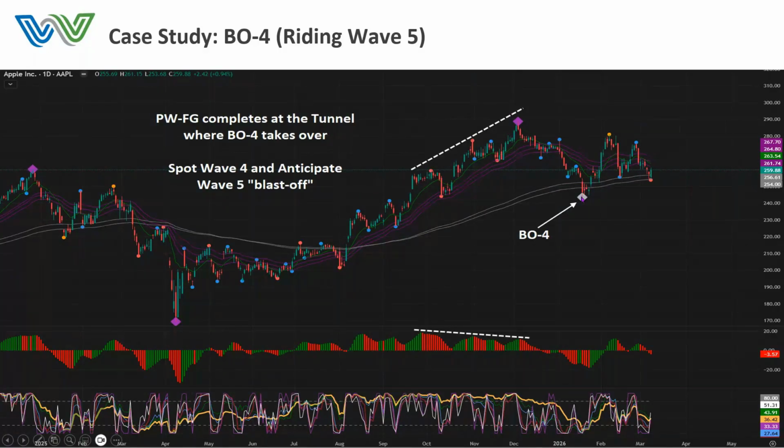Again, I don't count the waves. I count the waves through the Wavy Tunnel Pro. Then we're looking for a move up. Now, it can be a blast off, but it doesn't have to be a blast off. I should probably change that. The wave 5 move can take us to new highs, or it can just take us to more of a consolidation that can take a little bit longer before we make new highs.